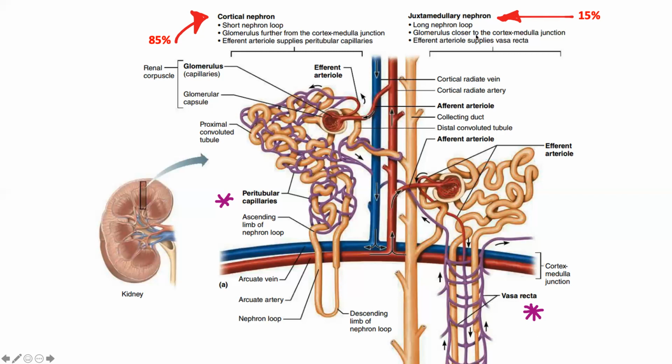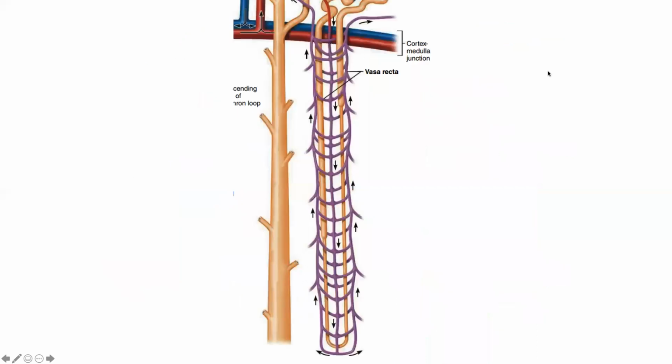And juxtamedullary nephrons have a long loop of Henle, which remains in most of its parts in the medulla. Of course, whatever it is, the proximal and distal convoluted tubules remain in the cortical portion. And 85% makes the cortical nephron, and only 15% makes the juxtamedullary nephron.